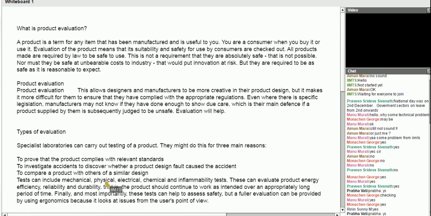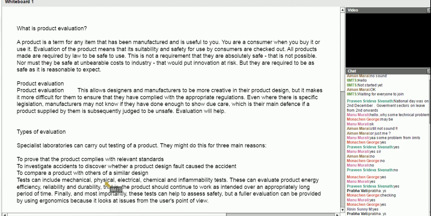Electrical means there should be no chance of a short circuit in the product. Chemical means that there should be no chemical reaction which is harmful to the user. And the last one is the inflammability test. It means that the materials used should not support fires in case the fire catches the product.